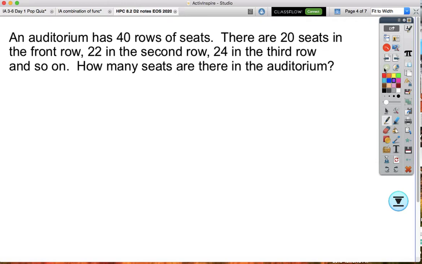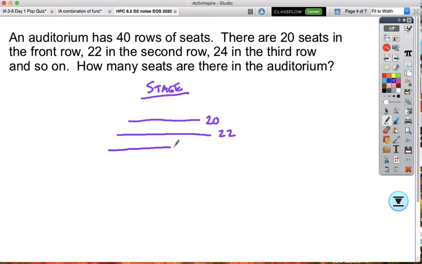So here we've got an auditorium that has 40 rows of seats. I'm going to draw a little picture. So let's imagine that there's a stage here. The first row has 20 seats in it. The second row has 22 seats. The third row has 24 seats. So do you see how we're adding a seat on each end? Essentially, we're adding 2 seats into each row. So the next row would have 26 seats.